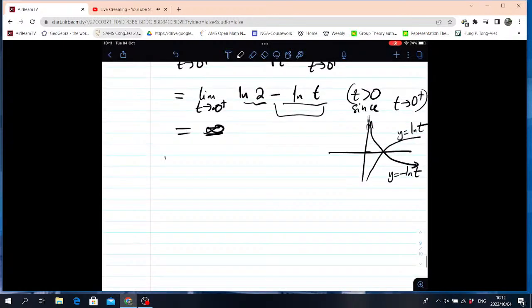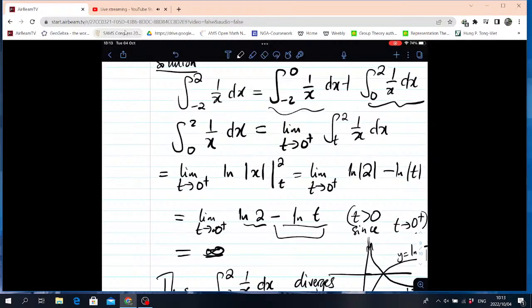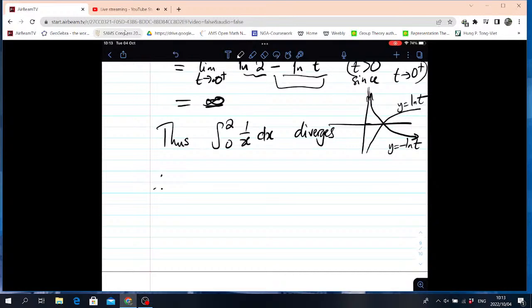And so what does that mean? It means even though the limit exists, it's not a real number, so the integral diverges. And once one of the two diverges, we can then say the integral from minus 2 to 2 of 1 over x dx diverges also. Since this one diverges, that is the solution there. So that is the story there.